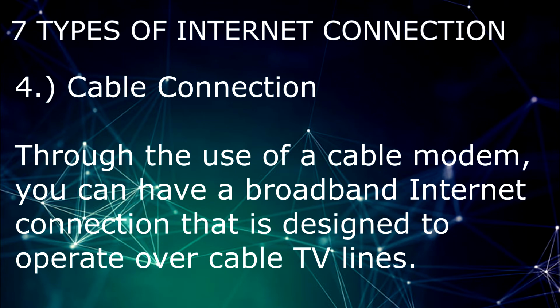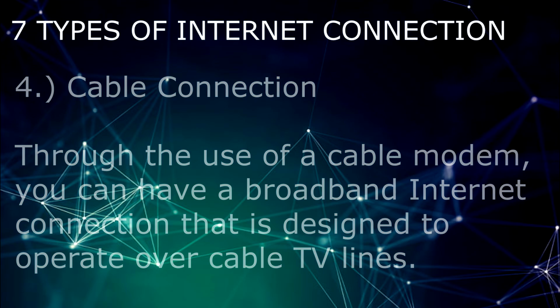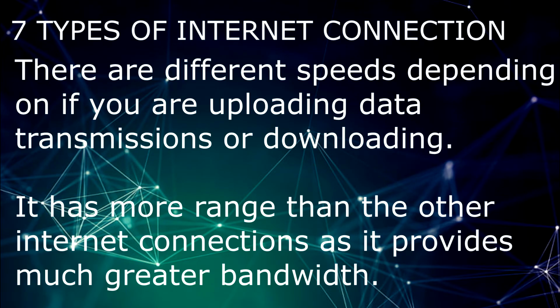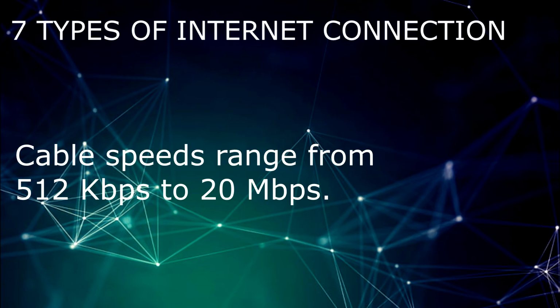Cable connection. Through the use of a cable modem, you can have a broadband internet connection that is designed to operate over cable TV lines. There are different speeds depending if you are uploading data transmissions or downloading. It has more range than the other internet connections as it provides much greater bandwidth, about 512 kbps to 20 mbps.